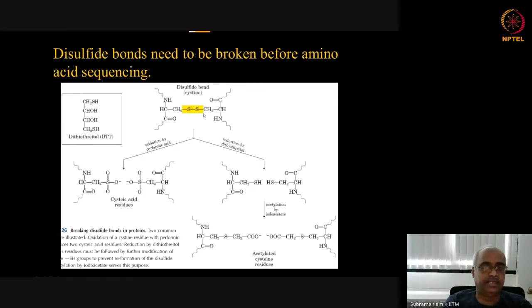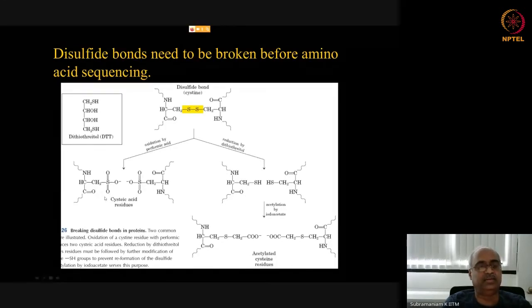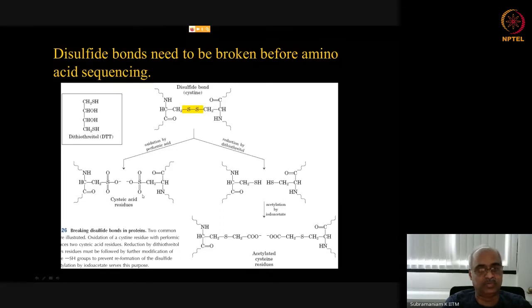Another way is that it is oxidized using performic acid to have sulfonate groups on the cysteine, so-called cysteic acid, and they again are not going to form covalent bonds. So this is the way by which the disulfide bond is broken.